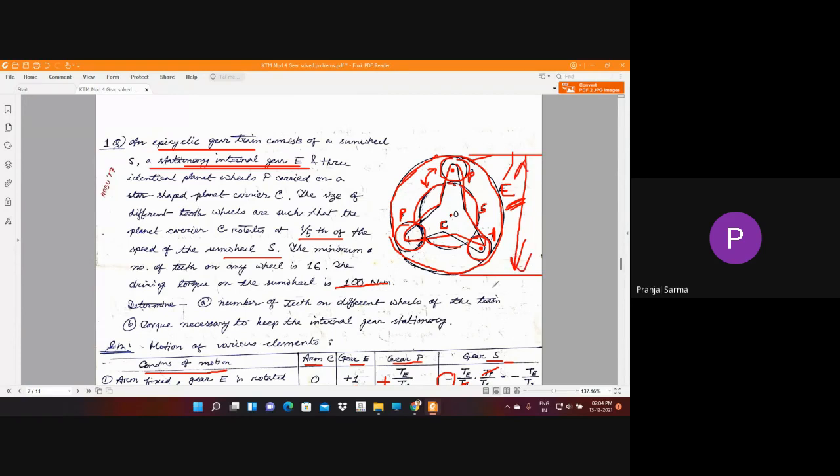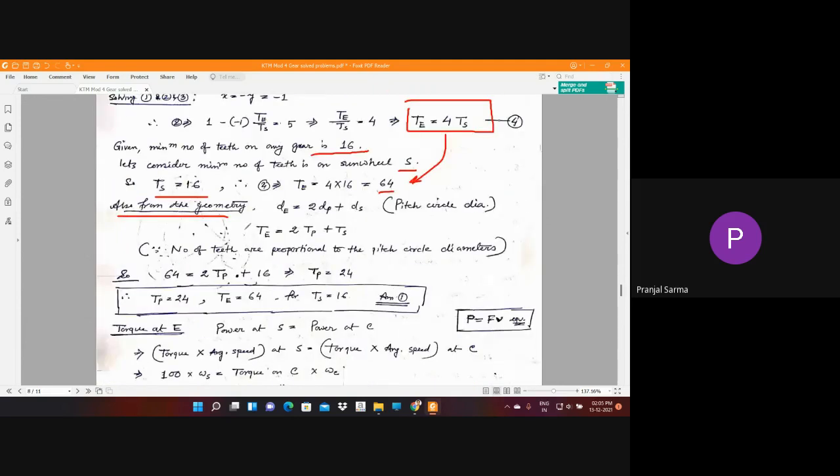So this mass is nothing but the pitch circle diameter for P. So what we can write is that the diameter of the planet wheel plus the diameter of sun wheel S plus once again the diameter of planet wheel P, that means twice the planet wheel diameter plus a single sun wheel diameter, equals the diameter of the external wheel E. So D equals 2 dp plus ds. That is the pitch circle diameter.